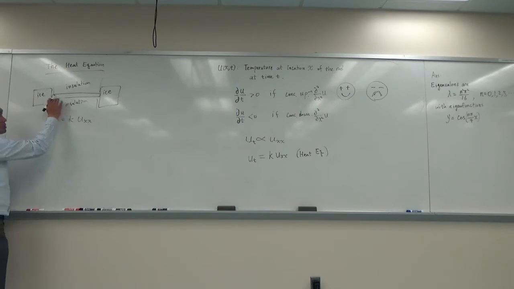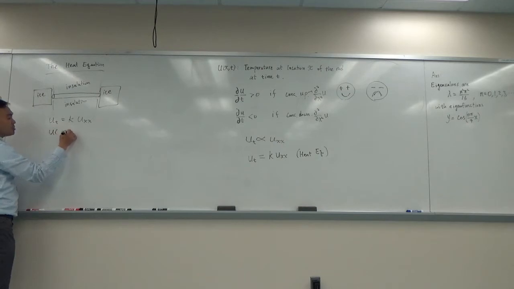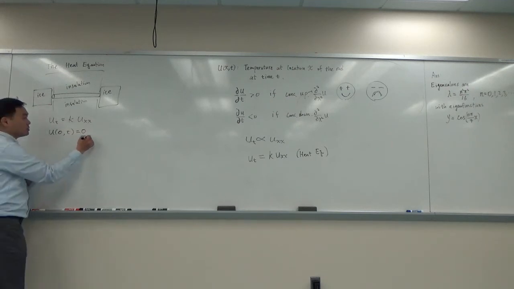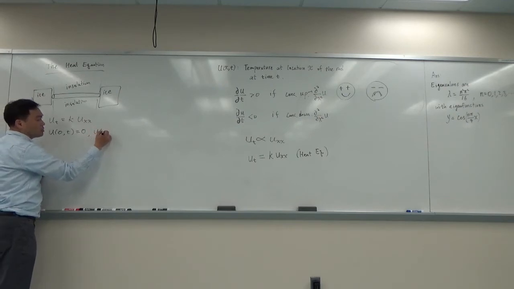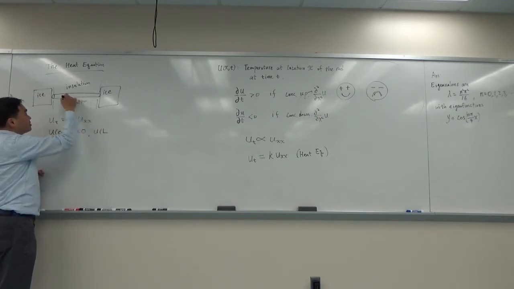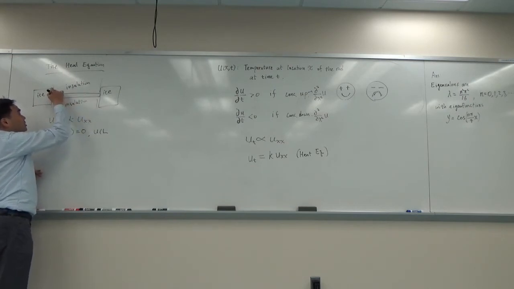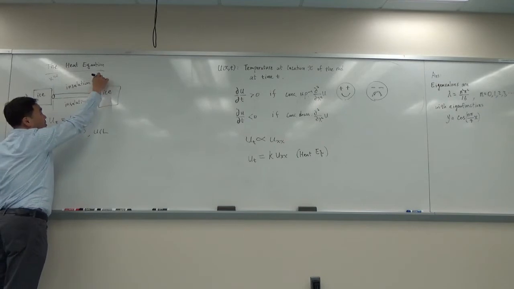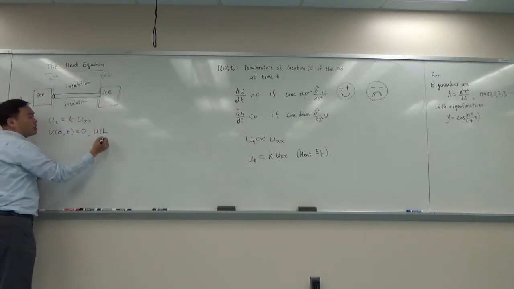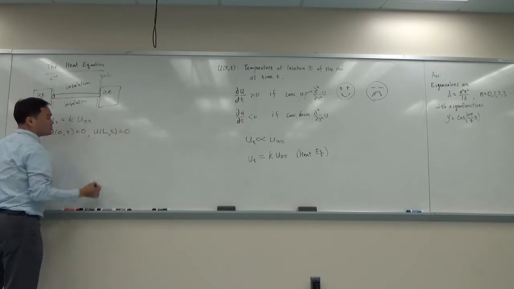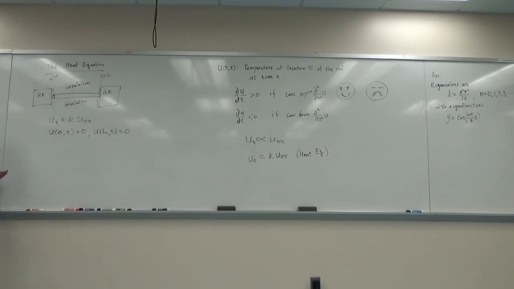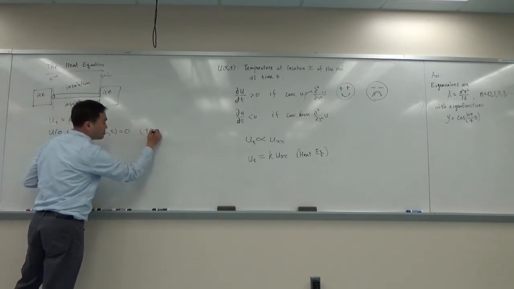Now, let's talk about the boundary conditions. For all times, the temperature at 0 is always 0. And u at L, let's say this length is L. So this left side will be x equal to 0, and this right side will be x equal to L. So u(L,t) is equal to 0. This should be true for all times t greater than 0.